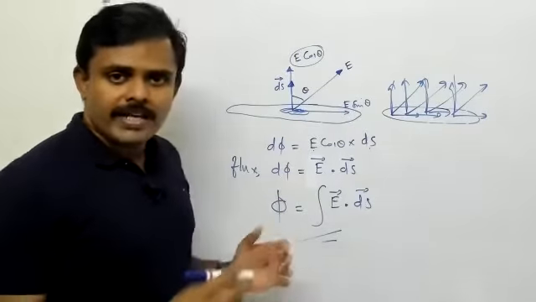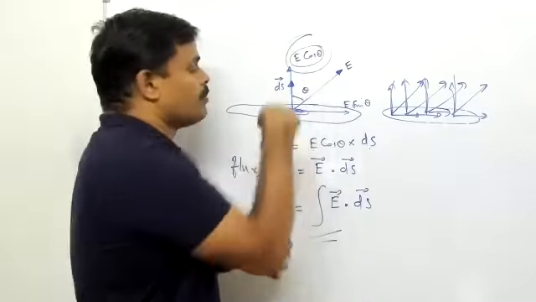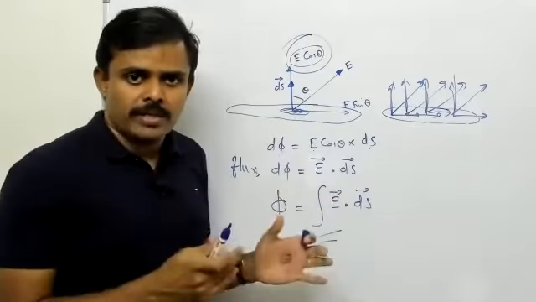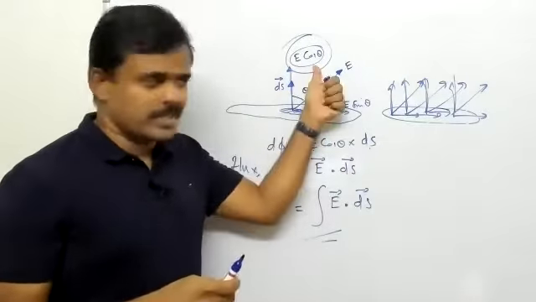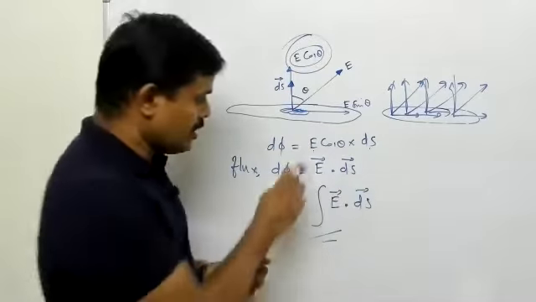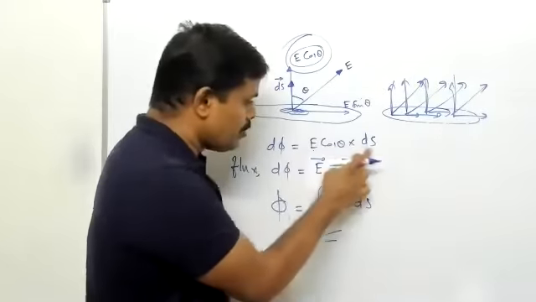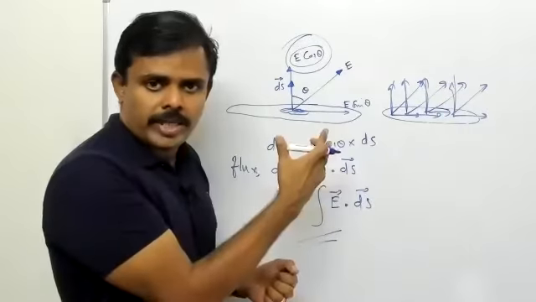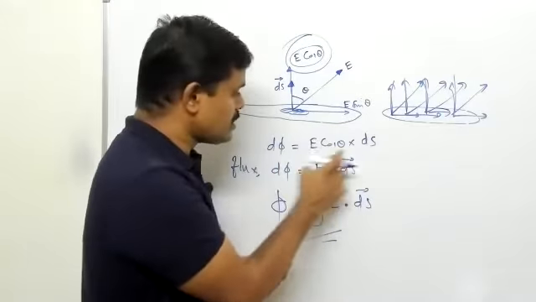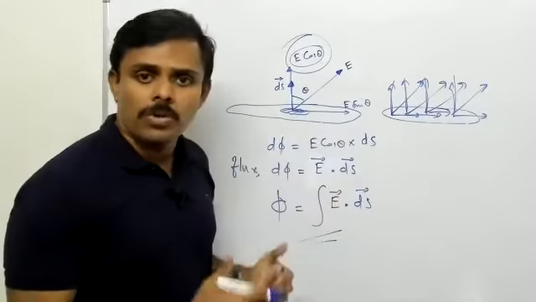Then flux is defined as the product of the normal component. That is the definition. Don't ask me why. E cos theta and ds. This looks like what? A B cos theta, which is A dot B. So E ds cos theta will be E dot ds. This is small flux through a small area.